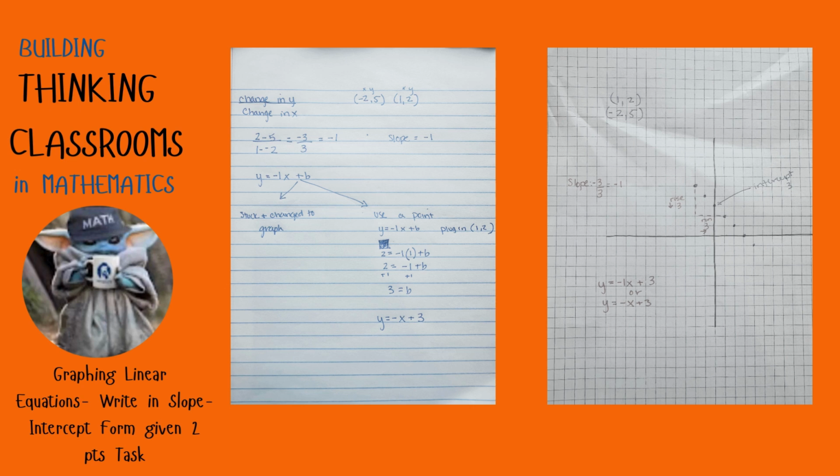Overall, I would say the majority of our groups defaulted to using the graph, or at least using the graph to check their other methods. So even if they did use the change in y over the change in x and plug in a point, they still wanted to verify it with the graph.